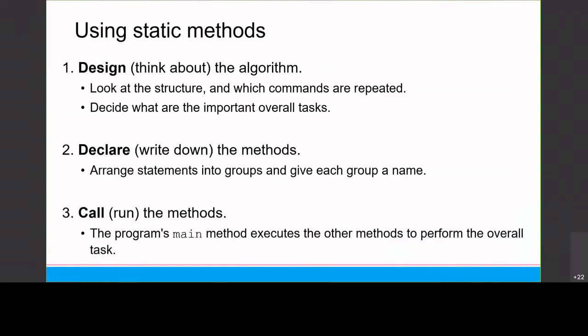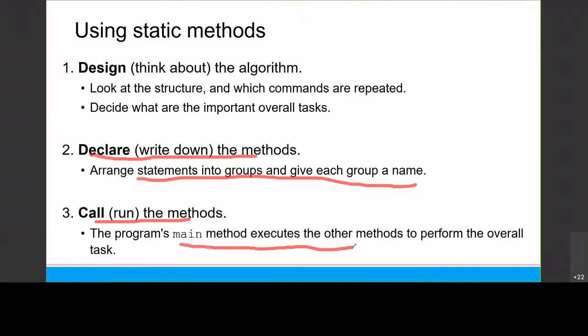The way to build the static method has at least three steps. First, you need to think about the algorithm. Maybe it's not the algorithm class, but you need to design what kind of statements might be repeated. If there is a repetition with those statements, then it might be a good method. Then after you know what the method is, you can declare and write the method. So you can assign some statements into groups and then give that collection of statements a name. And then lastly is to call the methods. So the main method will execute the other method.